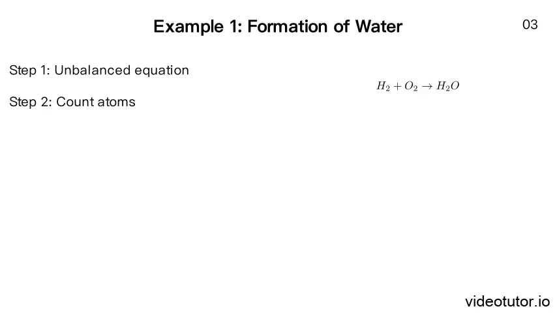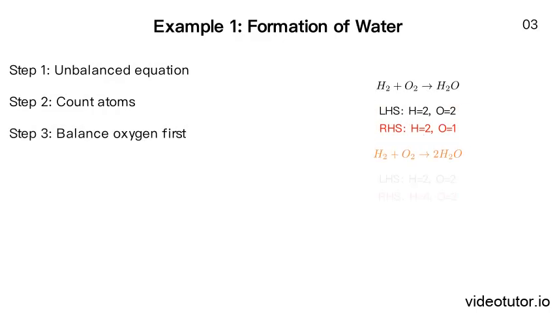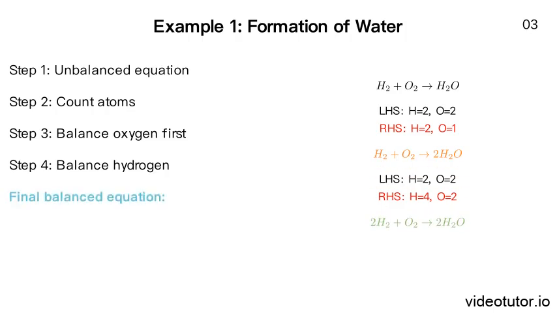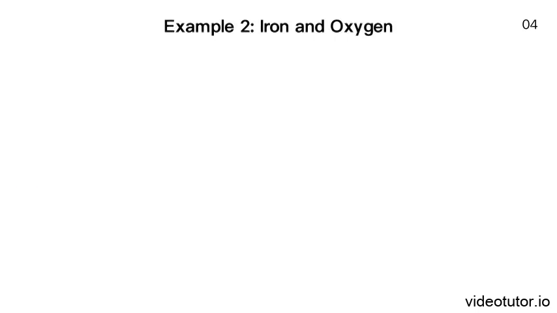We start with hydrogen plus oxygen forming water. First, count the atoms. Left side has 2 hydrogen and 2 oxygen. Right side has 2 hydrogen and 1 oxygen. Oxygen is unbalanced, so we add coefficient 2 to water. Now we have 4 hydrogen on the right, but only 2 on the left. Add coefficient 2 to hydrogen gas. Now both sides have 4 hydrogen and 2 oxygen atoms. The equation is balanced. Here's a trickier example.